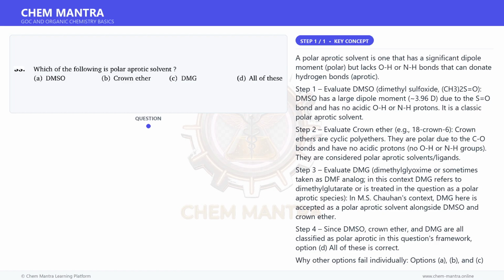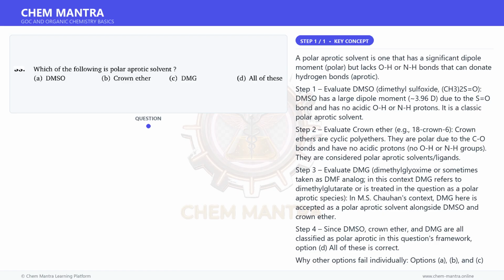Step 2. Evaluate crown ether. Example, 18-crown-6. Crown ethers are cyclic polyethers. They are polar due to the C-O bonds and have no acidic protons, no OH or NH groups. They are considered polar aprotic solvents or ligands.